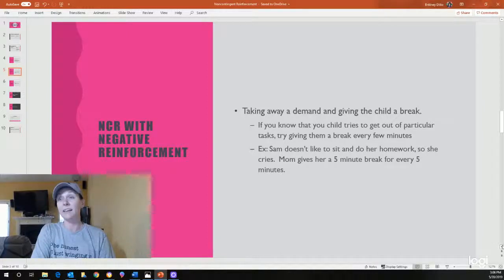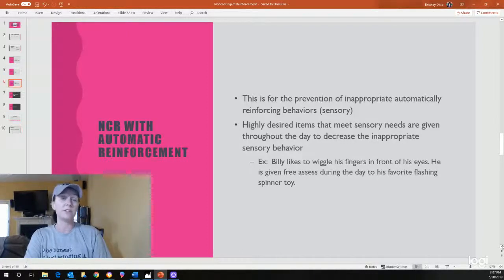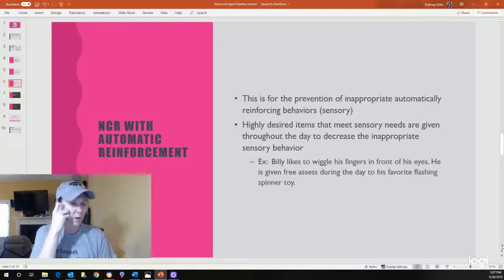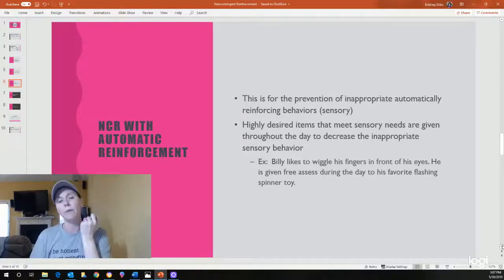Let's see. Now this next one, non-contingent reinforcement with automatic reinforcement. This one, for me, I had a little bit of difficulty wrapping my brain around it, because I was like, well, how do you reinforce something that you do automatically whenever? I always chew my fingernails, but that's actually not what they're talking about. So non-contingent reinforcement with automatic reinforcement is we're trying to prevent the inappropriate automatic reinforcing behavior. That's usually something sensory.